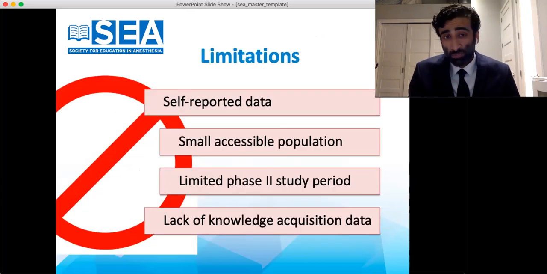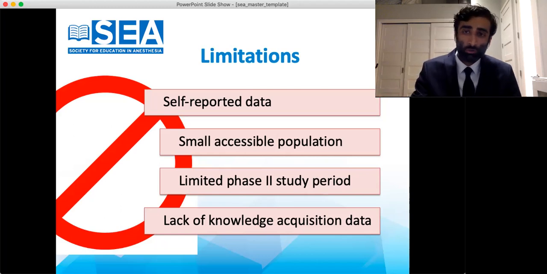So limitations must be appreciated. Resident reading was self-reported, which is certainly a drawback, even though measures were frequent and controlled. Our accessible population was only 10, which is small. The second phase of the study period was limited by resident matriculation, and we didn't have the scale or design to show knowledge acquisition changes by, for example, board pass rates, which really would require several years of intervention with the historic control.